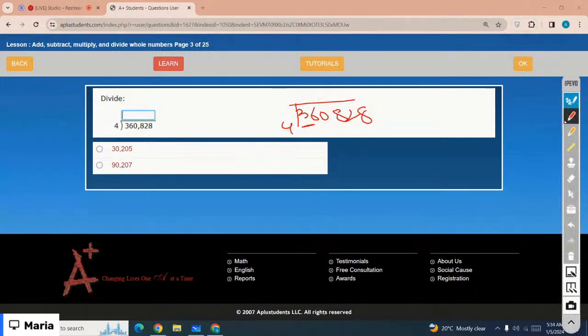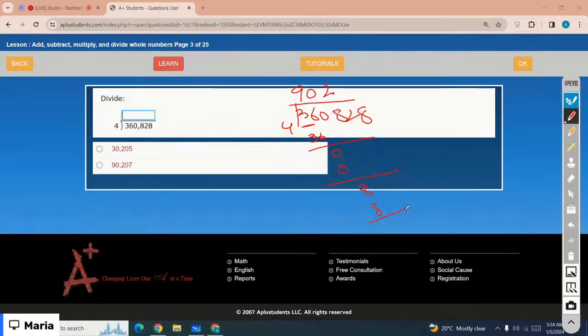Divide. Which is the correct option? Option 1 or option 2? That is 360,828 divided by 4. You have to count a table of 4 until 36. 4 times 9 is 36. Then you have a 0. 4 times 0 is 0. Now you have to bring 8 down. You have to count 4 until 8. So 4 times 2 is 8.